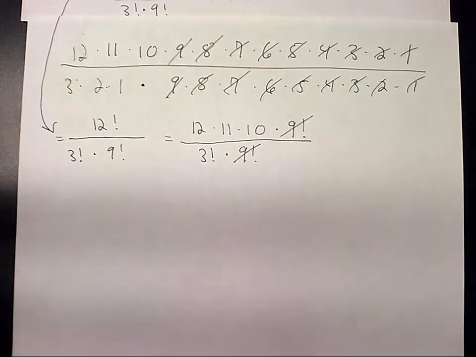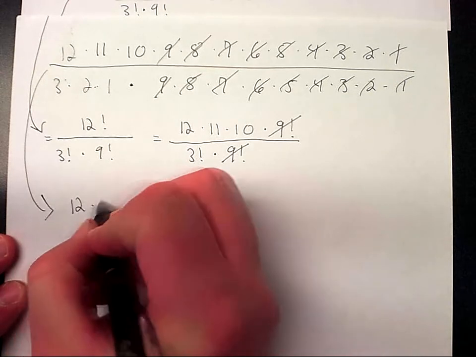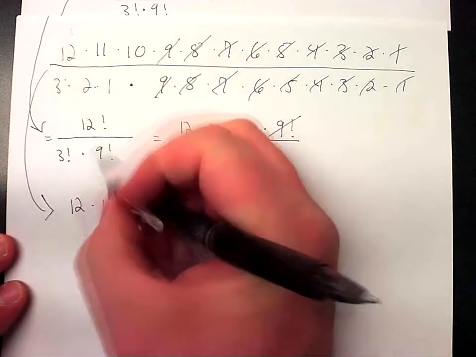All right. So now what we have here is, let me rewrite this right here one more time. We're going to have 12 times 12 times 11 times 10.